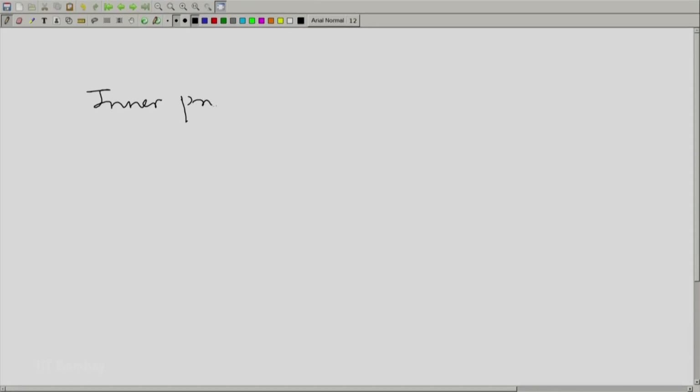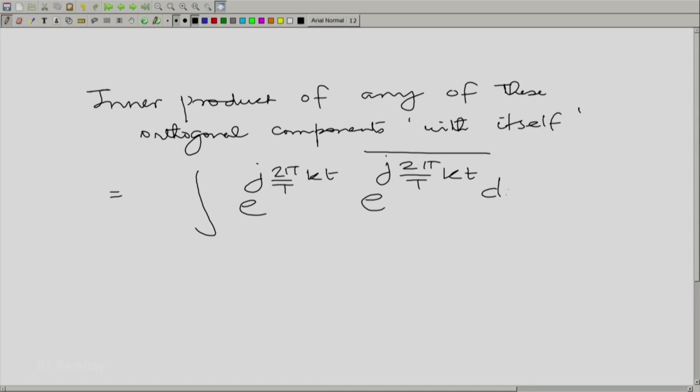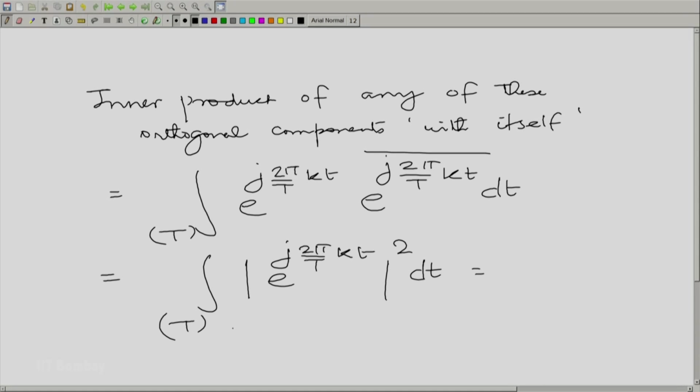So, if you took the inner product of any of these orthogonal components with itself, it should essentially give you the integral of e raised to the power j 2 pi by T times kt into e raised to the power j 2 pi by T times kt complex conjugate dt, which is very easy to evaluate. It is simply, this product is going to be the modulus squared, and you know what the modulus is. The integral is over any contiguous interval of t. So, it is just 1 dt, that is equal to capital T.